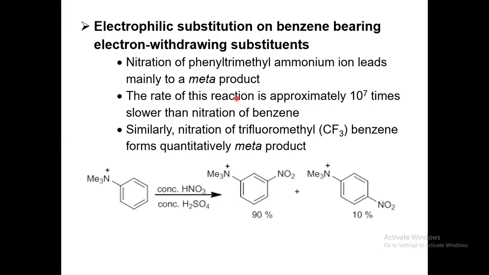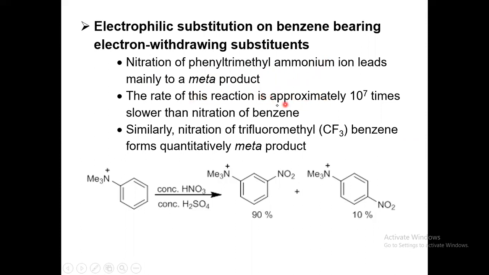Now let's talk about electrophilic substitution on benzene bearing electron withdrawing substituents. So we've already mentioned some examples of electron withdrawing substituents like nitro groups and all. Good. Now we are seeing nitration of phenyl trimethylammonium leads mainly to meta products, so deactivators. Now, they are meta directors, right? Most of them, that's the one we are talking about. So a specific example like phenyl trimethylammonium. Now, the trimethylammonium is the deactivating group on it, right?